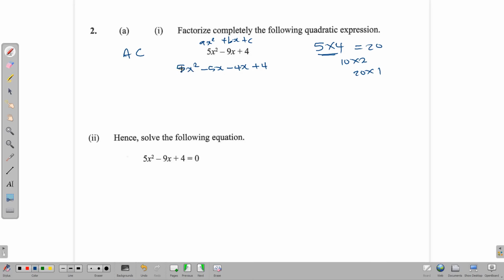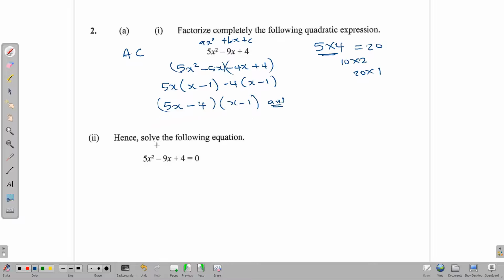So we group these two. Group those two, then take out a 5x here, which is the common factor, and that leaves us with x minus 1. Take out a minus 4 there, and that leaves us with x minus 1. And so factorizing this, we end up with 5x minus 4 and x minus 1 as our result.